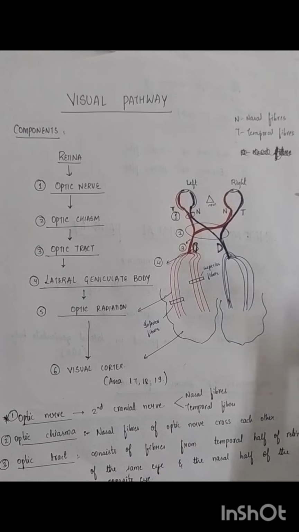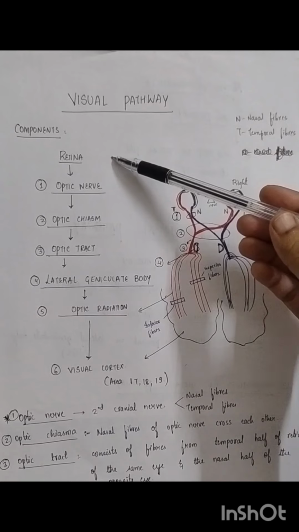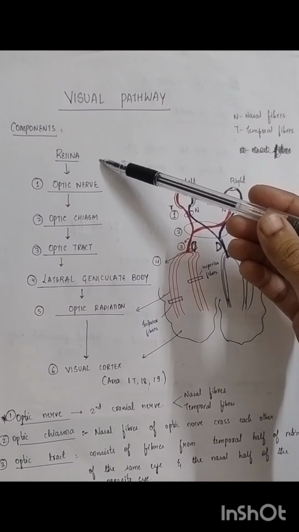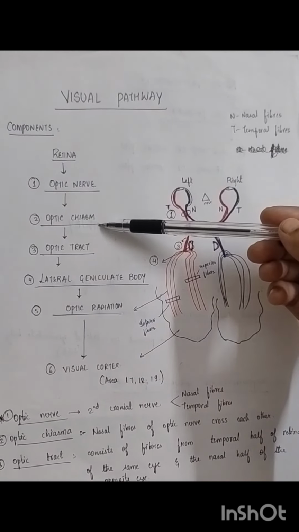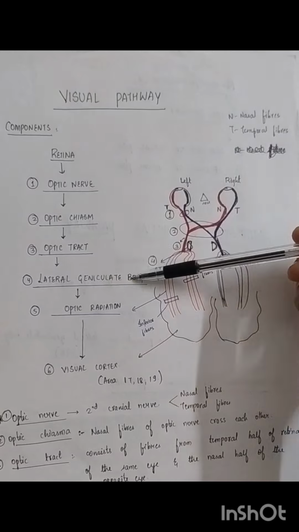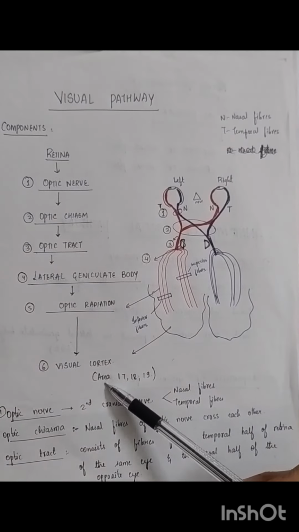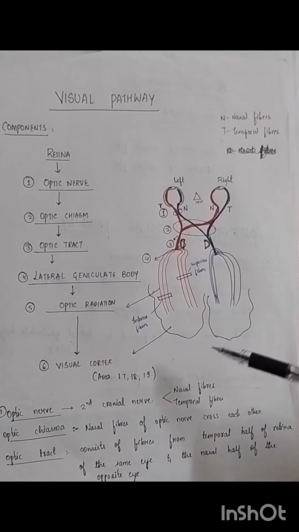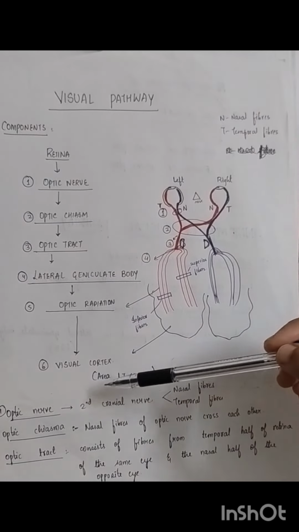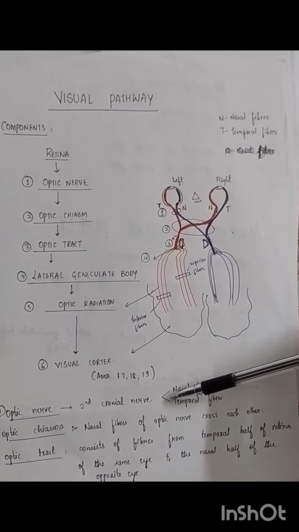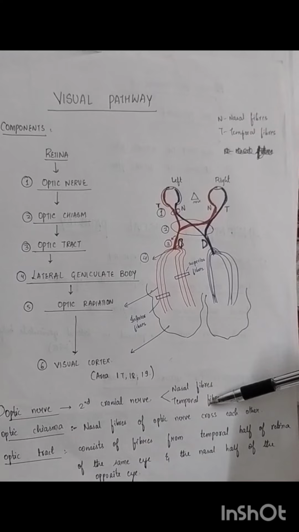Moving forward to the visual pathway, as we already know, the components of the visual pathway are the retina, optic nerve, optic chiasm, optic tract, lateral geniculate body, optic radiation and visual cortex, which contains areas number 17, 18 and 19. The optic nerve is the second cranial nerve, which consists of nasal fibers and temporal fibers.